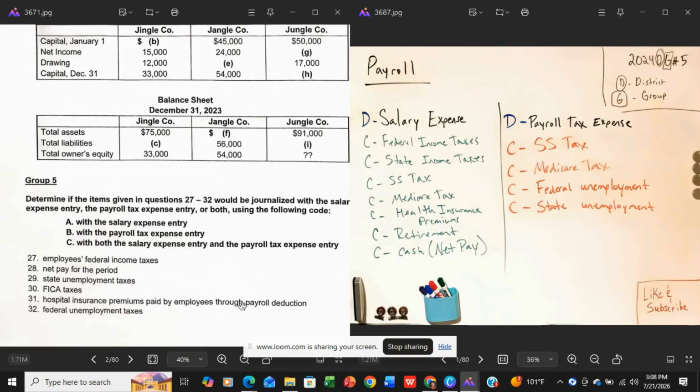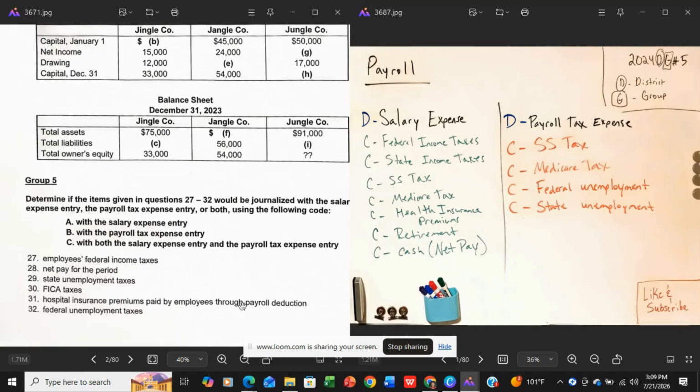Number 27, employees' federal income taxes. Well, looking at our notes, federal income tax goes with salary expense. So that would be A. Number 28, net pay. Net pay would only be with the salary expense. So that would be A. 29, state unemployment. Anytime you see the word unemployment, you need to think of the payroll tax expense. So that would be B.